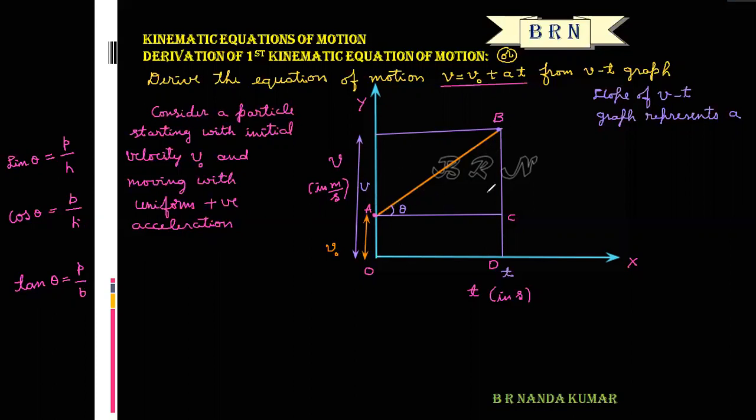So in this right angle triangle, with angle theta, BC is perpendicular, AB is hypotenuse, AC is the base. Okay, so slope of VT graph. Slope of VT graph represents what? Slope of VT graph represents acceleration.